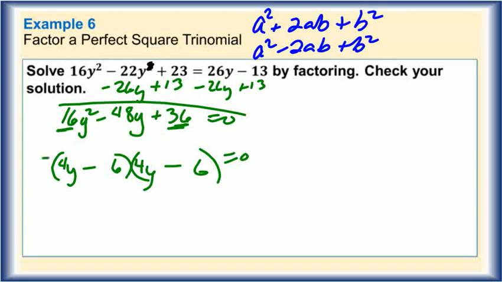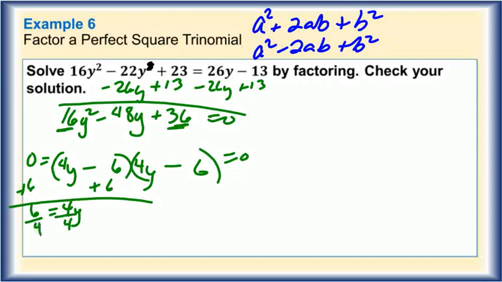Make each of these equal to 0. I would add 6. I would now have 4y equals 6. Divide by 4. And I would have y in simplified form as 3 halves. Over here, add 6.